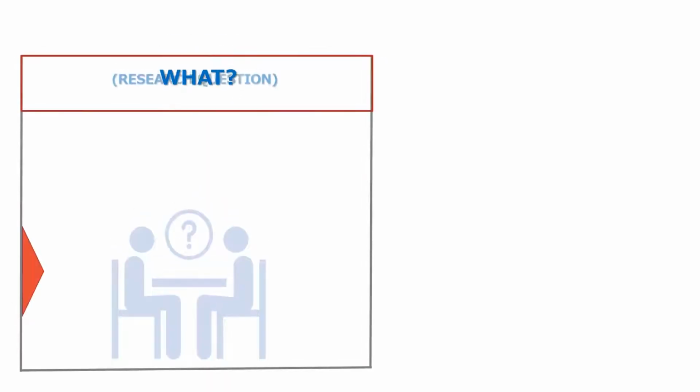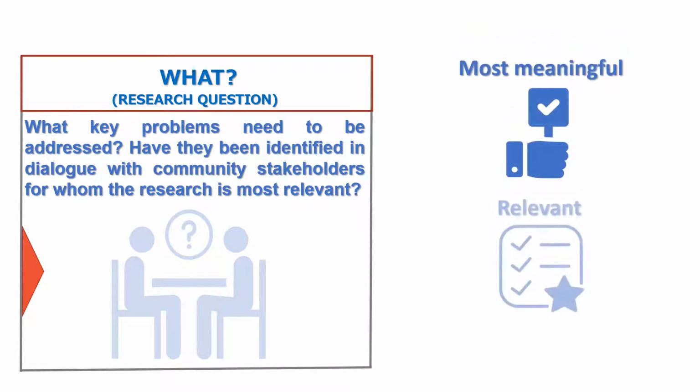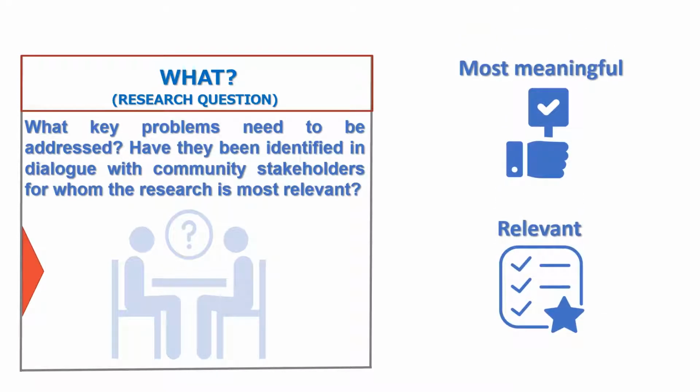So let's start off with what. What is the research question? What key problems need to be addressed? Have they been identified in dialogue with community stakeholders for whom the research is most relevant? Here we need to ensure that we are asking the most meaningful and relevant research question.